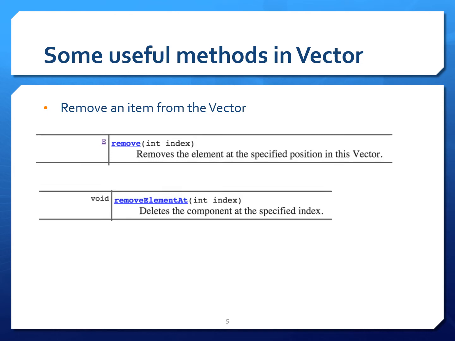To remove an item from the vector, use the remove method or removeElementAt method. Pass in the element index to be removed into the method parameter, and both methods will remove the element from the vector. The difference between these two methods is: remove method will return the element after that element has been removed from the vector.